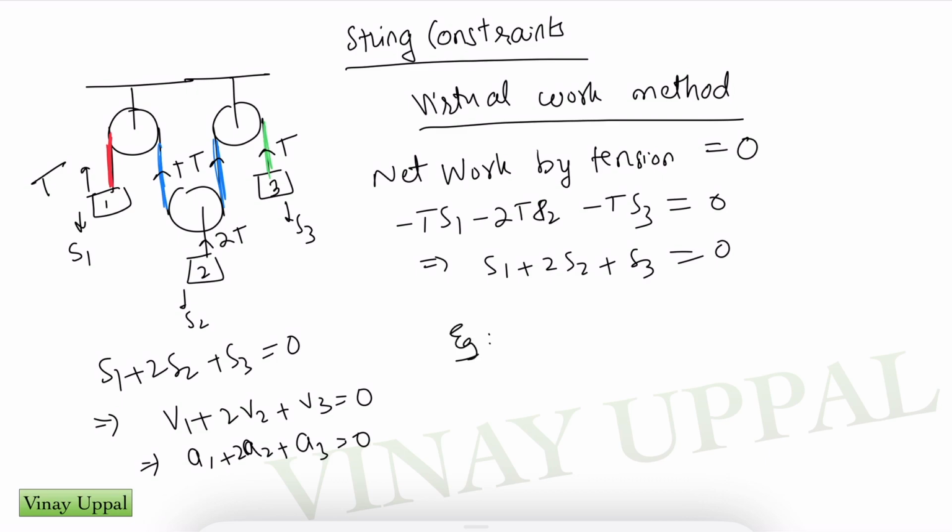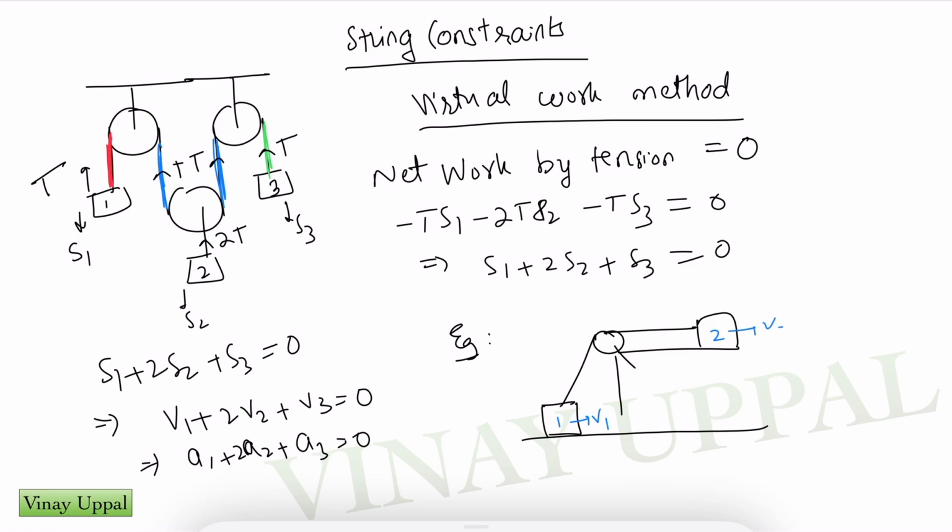And if you have strings at an angle, for example, suppose I have this sort of situation where block 1 is traveling with velocity v1 along the horizontal, and block 2 is also traveling along the horizontal with velocity v2. At a particular instant, this angle is theta. The total length of the string should be constant. So if I look at this red segment, it is decreasing at a rate of v1 cos theta, the component of v1 along the red string.